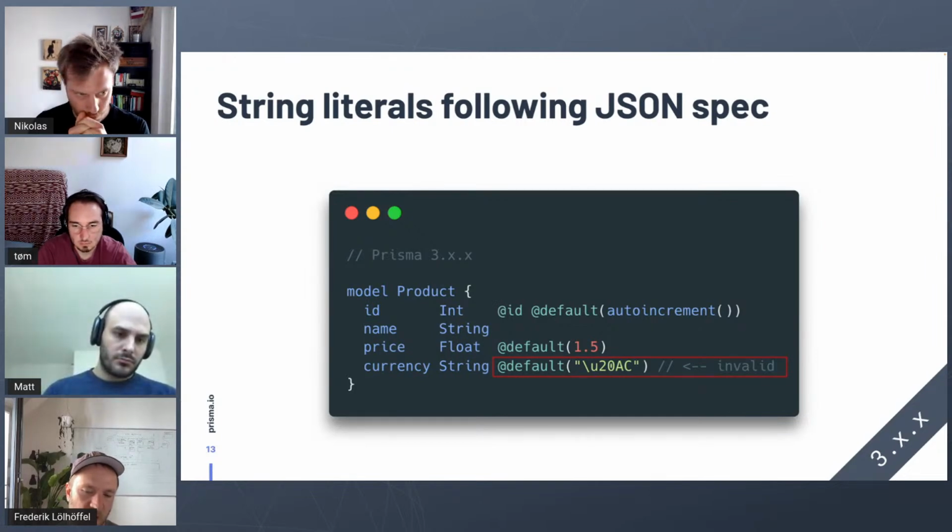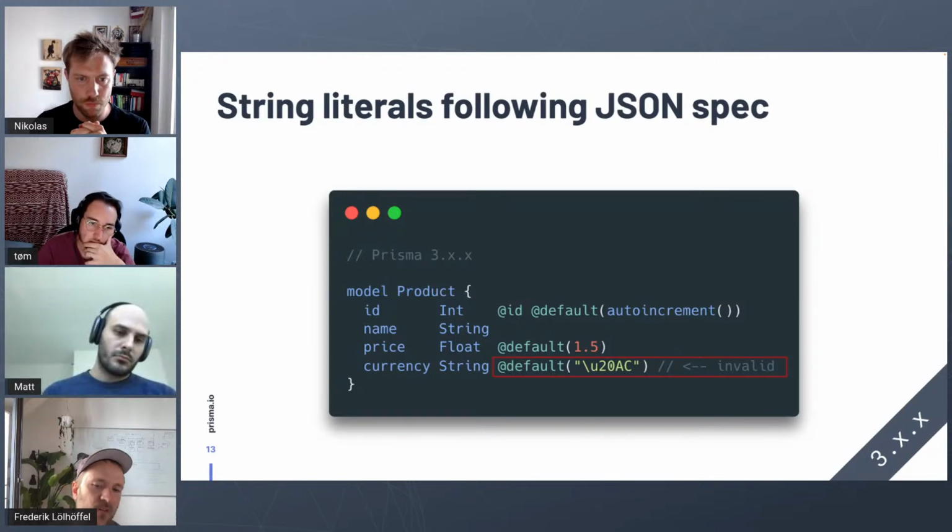And what we've done is we adopted the JSON specification for strings. And so from Prisma 4 on, any string that's valid in JSON is now also valid in Prisma schema. And for example, it also then allows you to use these Unicode escape sequences and have a pretty straightforward, like the whole cycle now is kind of using the same rules.